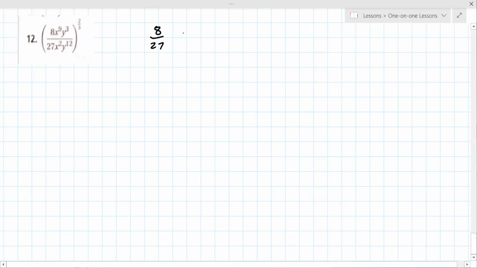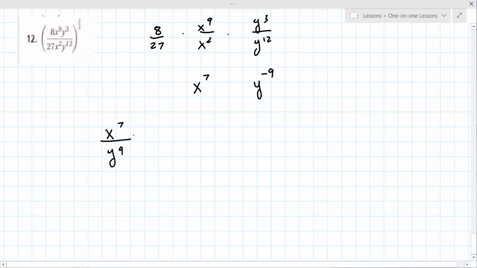What is 8 over 27? What is x to the 9th over x squared? What is y cubed over y to the 12th? So 8 over 27, even though it looks like it, does not reduce. X to the 9th over x squared is x to the 7th. Y cubed over y to the 12th is y to the minus 9, or my preference would be to have you put y to the 9th on the bottom. Okay. And then you have 8 over 27.